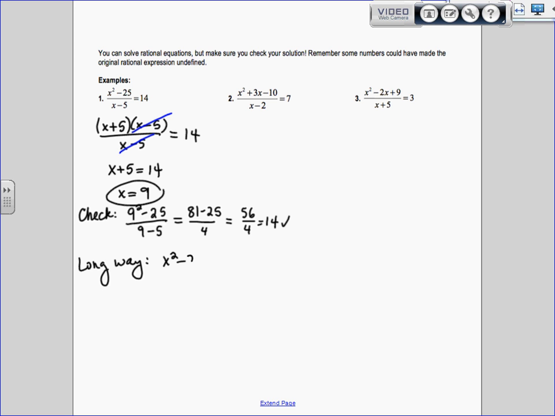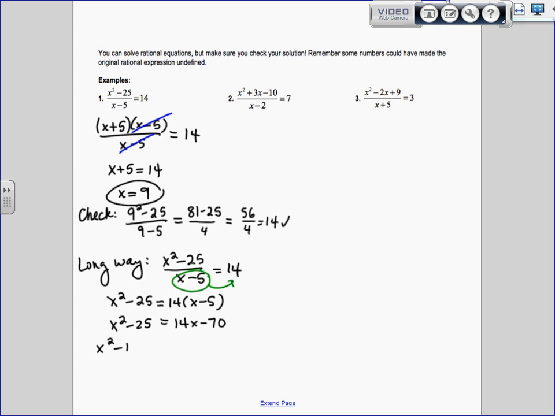So if I have x squared minus 25 over x minus 5, and let's say I don't realize that I can reduce out that there's an x minus 5 on the top and the bottom, then what I do is take that x minus 5 and multiply it over. So I'd have x squared minus 25 equals 14 times x minus 5. So I get 14x minus 70. And since I have x squared and x's, I want to get everything on one side and set it equal to 0, which a lot of you guys forgot on this last test, and it's killing me. So we're going to talk about that problem where you guys did that. So I'm going to subtract the 14x over, and add the 70 over, so I get plus 45.